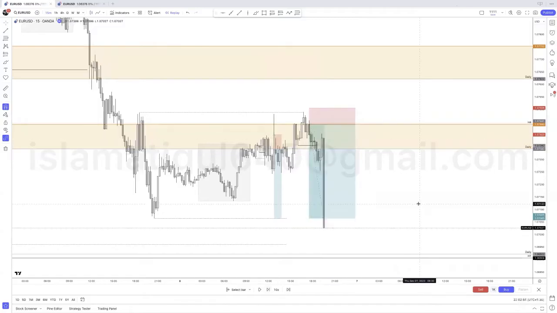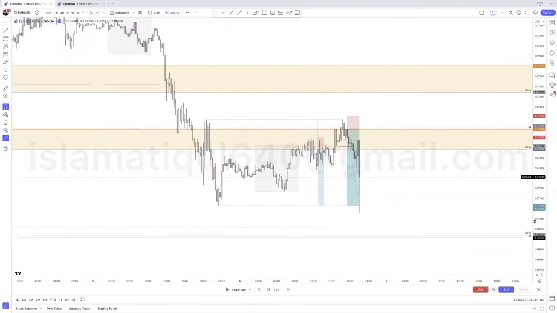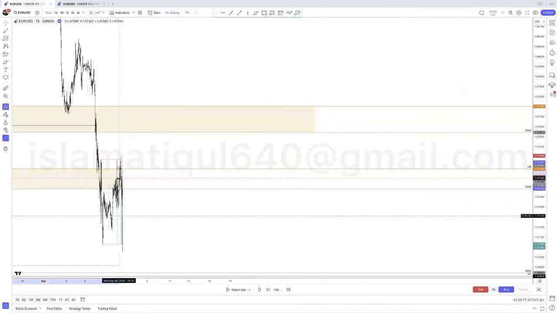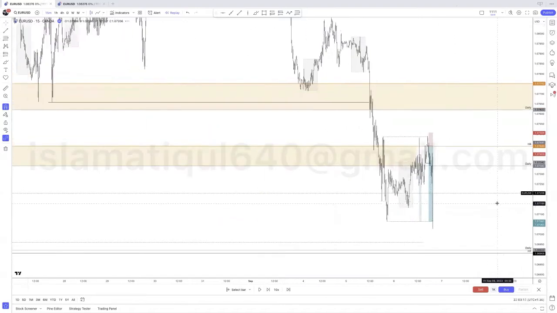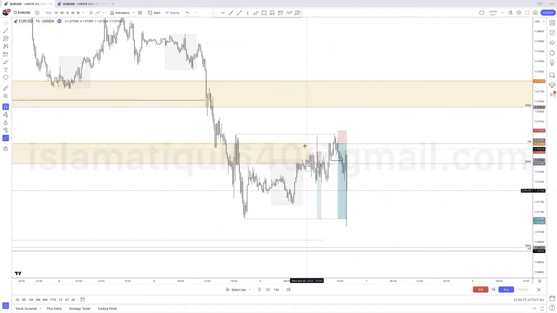Let's see. There it is. Okay, so the loss is covered. We don't have to worry about losses as long as we follow the trading plans. So the zone held. See that? The zone held, but on the lower time frames, it's crazy. They're just messing around.